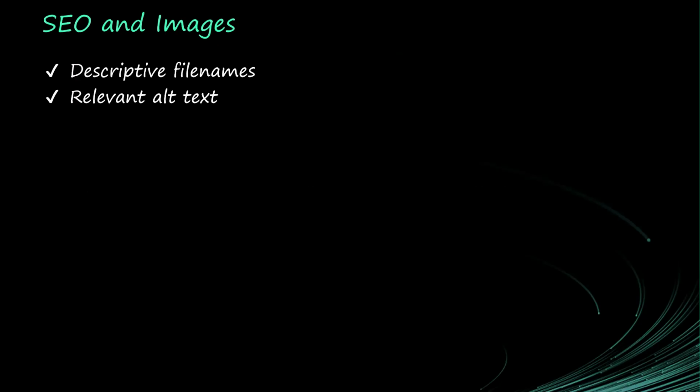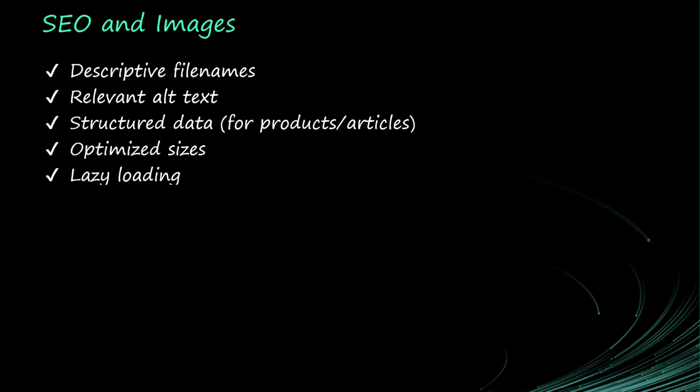SEO: use descriptive file names. Make sure that your file names describe the image, not image1.png. Also use relevant alt text, structured data for products and articles, optimized sizes, and lazy loading. In as much as my example didn't work out well and I don't have enough time to debug and see why it's not working, make sure that all your images use loading equals lazy. Make sure that all your images are lazy loaded.